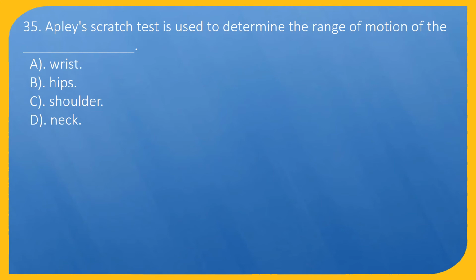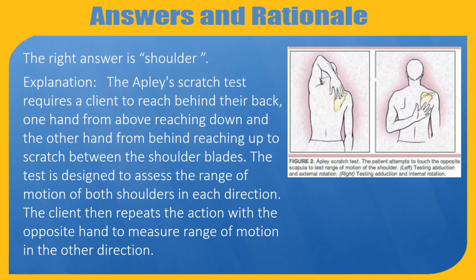Question 35. A client's scratch test is used to determine the range of motion of the underscore. A. Wrist. B. Hips. C. Shoulder. D. Neck. The right answer is shoulder.